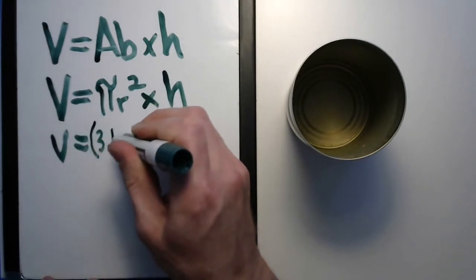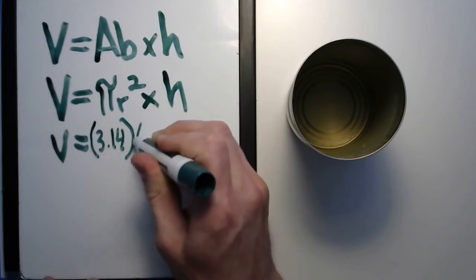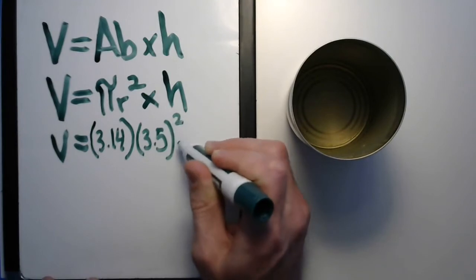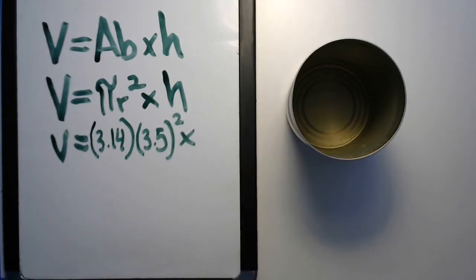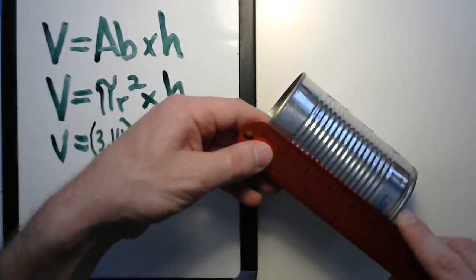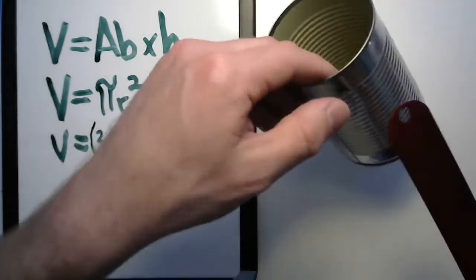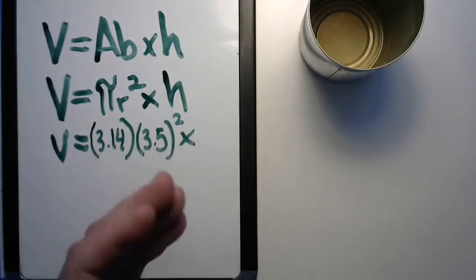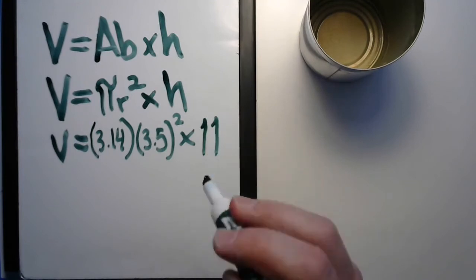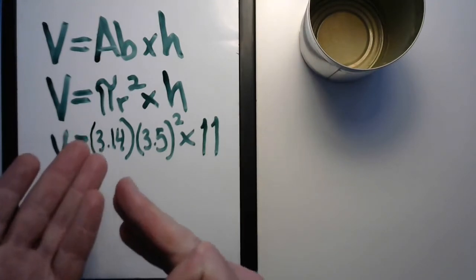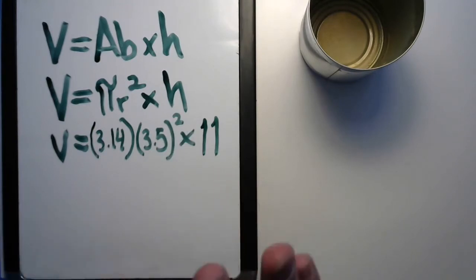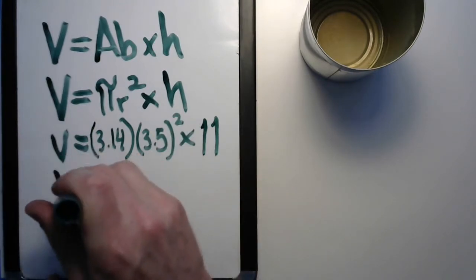So why don't we expand this out? Pi is 3.14 times the radius of 3.5 squared times the height. And we have to measure that as well. Ooh, a nice even 11 centimeters. That should help us out a little with all these other decimals to work with. 11. So 3.14 times 3.5 squared times 11. Let's do one thing at a time.